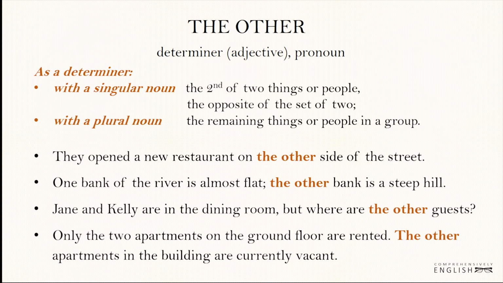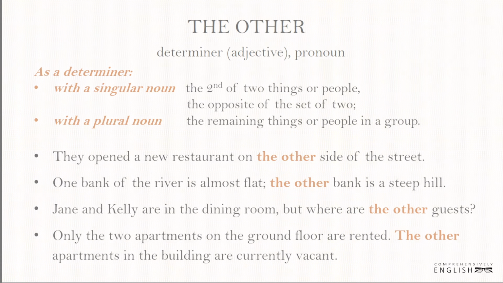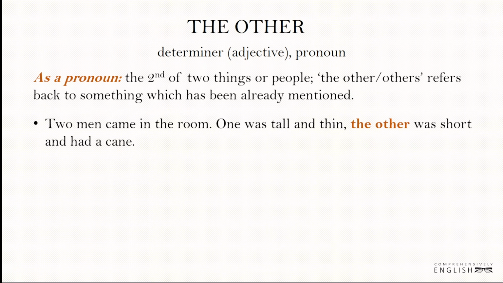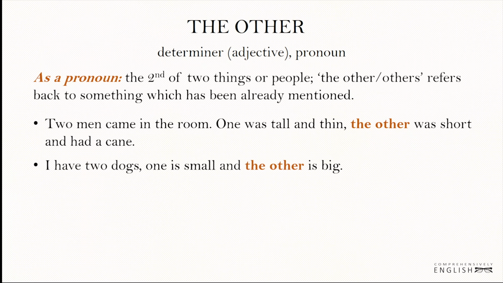The other apartments in the building are currently vacant. As a pronoun, the other means the second of two things or people. The other or the others refers back to something which has already been mentioned. Two men came in the room. One was tall and thin, the other was short and had a cane. I have two dogs. One is small and the other is big.